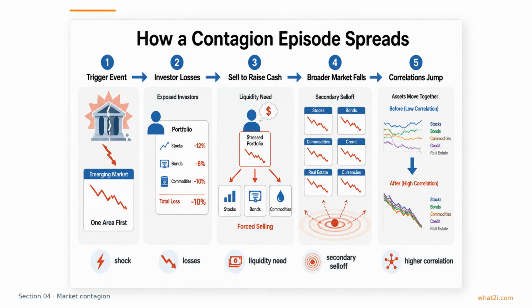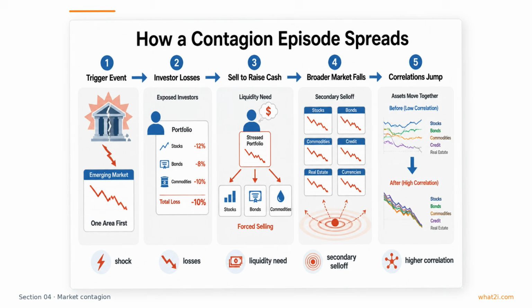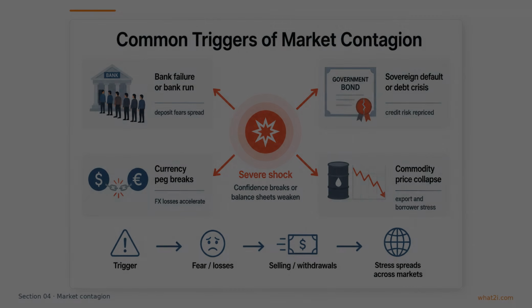A contagion episode often follows a recognizable chain. It starts with a trigger event that hits one market or institution first. Investors exposed to that area take losses, and some need to sell other holdings to raise cash. Those secondary sales push down prices in markets that were not the original source of the problem. As more assets start falling, fear spreads and correlations jump. What began as a localized shock can quickly become a system-wide stress event.